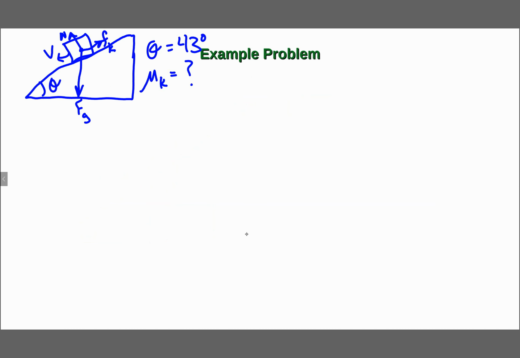Okay, so we know we're going to solve this one with Newton's second law. We're dealing with a bunch of forces here, right? So the sum of the forces is equal to mass times acceleration. And let's put our coordinate system in. I'm going to point x down the ramp this time.